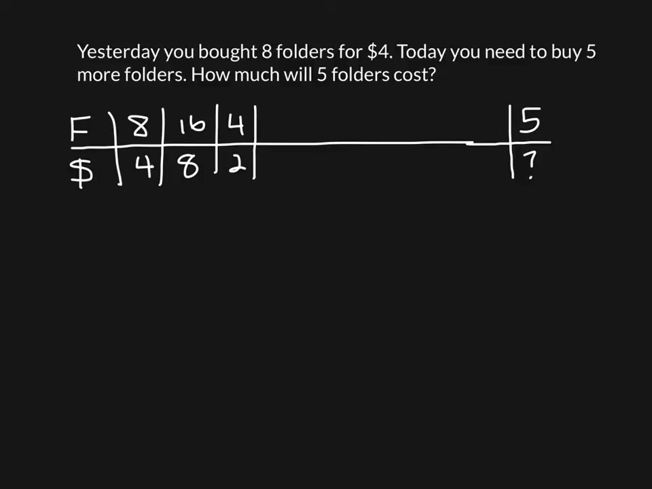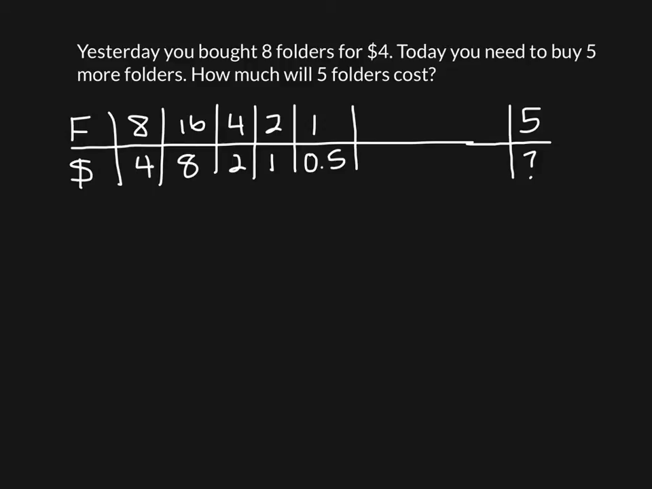And we can even cut that in half again. I can divide 4 by 2 again and get 2 folders, and that's going to cost $1. I do 2 divided by 1. And we can do the same thing again, right? If I divide 2 by 2, I get 1 folder. I know 1 folder is going to cost $0.5, right? Or 50 cents.